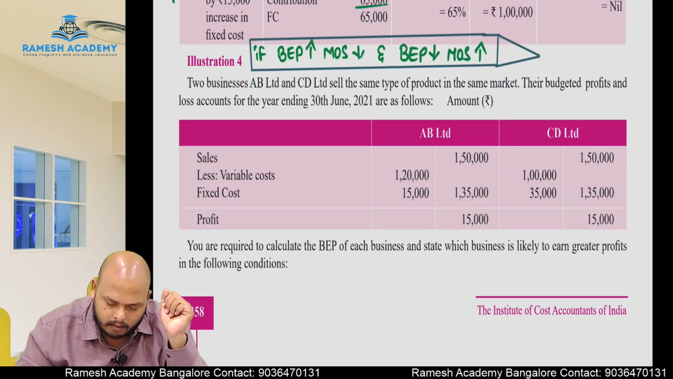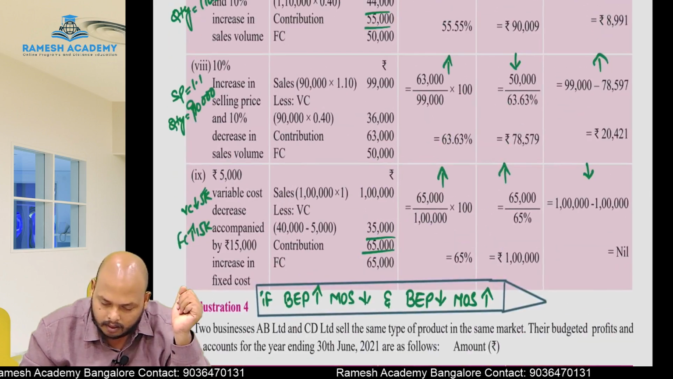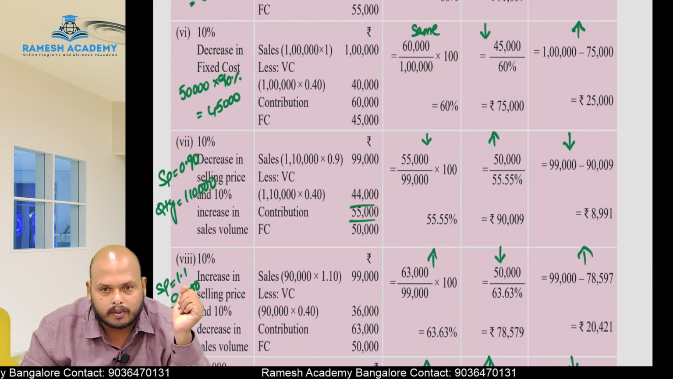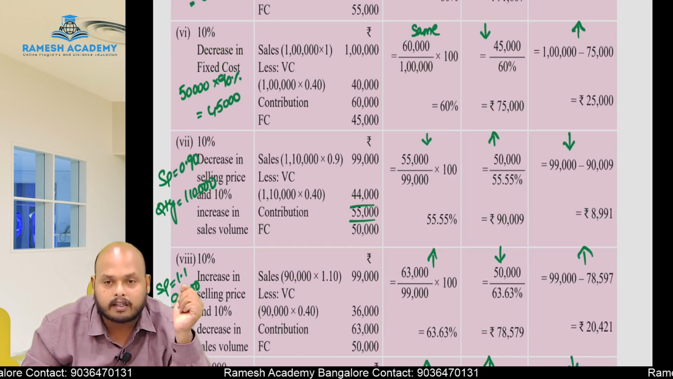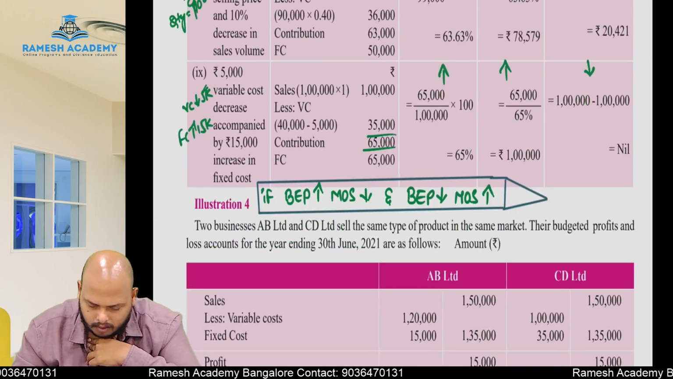Next, here you see, break even point increases, margin of safety will come down. See here, when the break even point is increased here, it is almost 90,000, correct? Our profit has come down, and margin of safety is 8,991, like that.